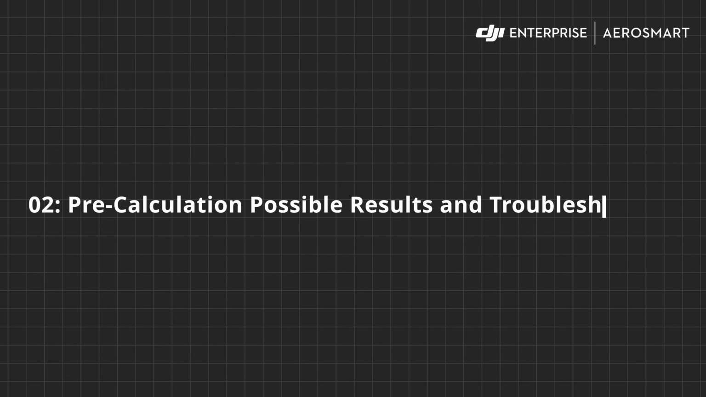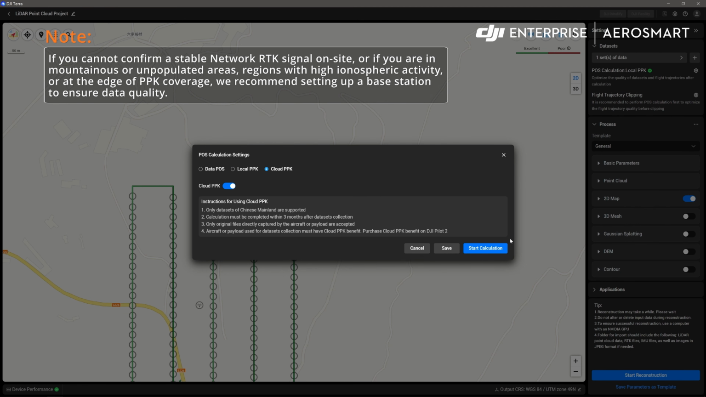Second, pre-calculation possible results and troubleshooting. 1. All datasets have been covered. The pre-calculation succeeded, the data and parameters are correct, and the calculation accuracy meets the standard.